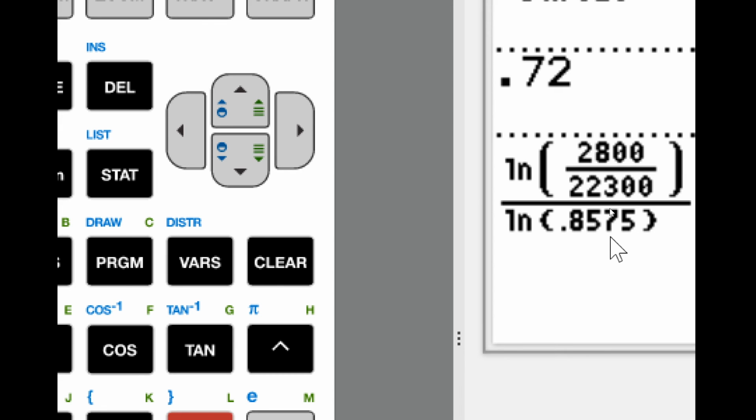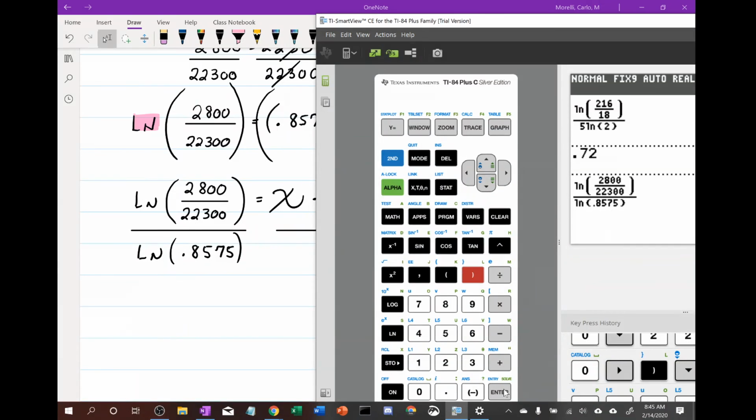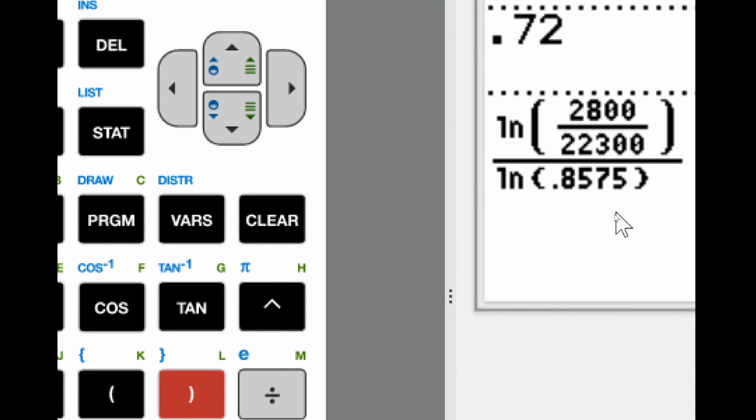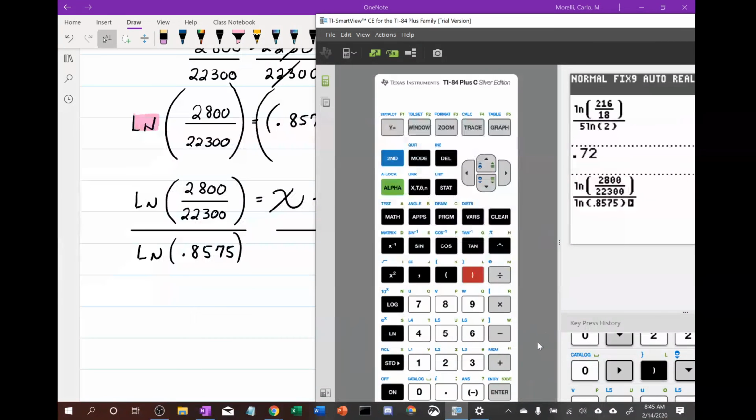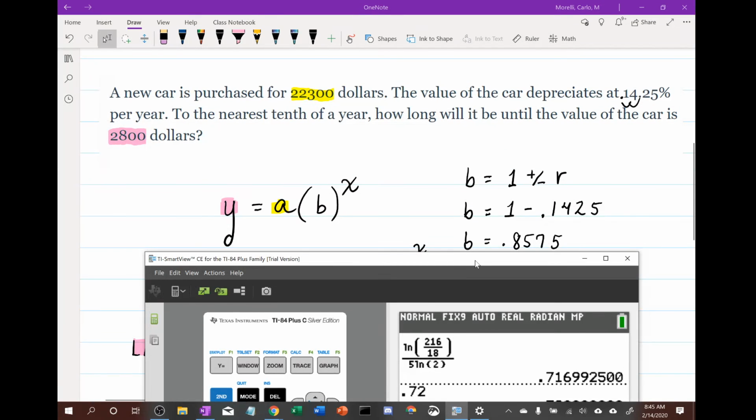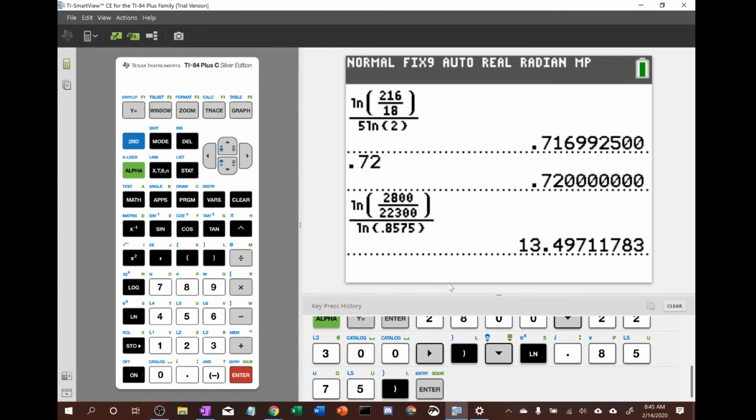Everybody have it? Uh-oh. Make it look like that. Raise your hand if you're ready. All right. Let's go ahead and hit enter together. 3, 2, 1, enter. And what did it want? To the nearest tenth of a year. So we round up 13.5 years.